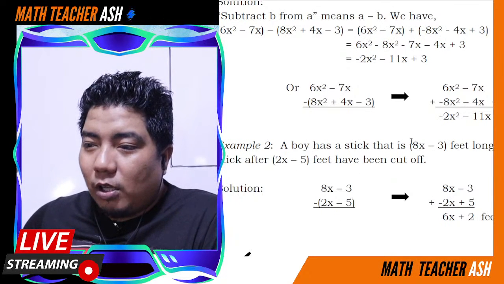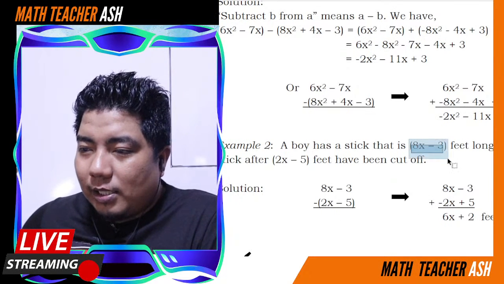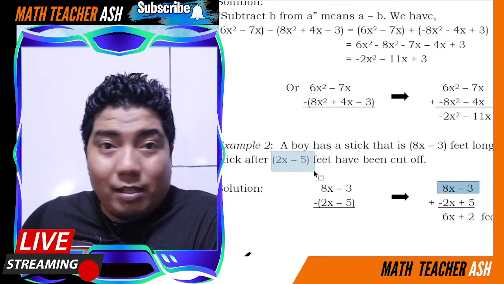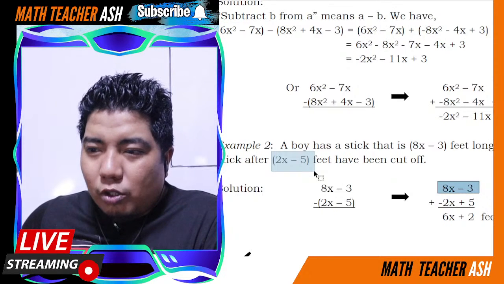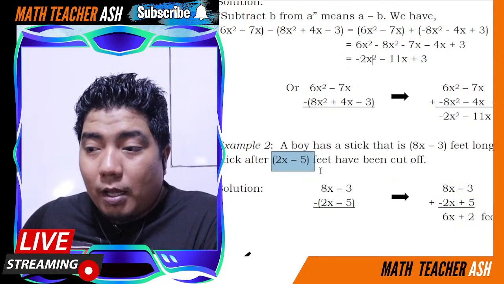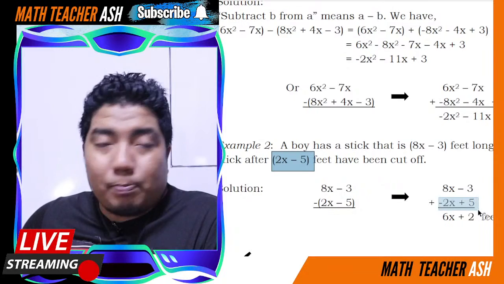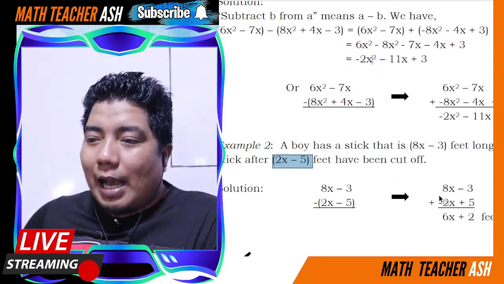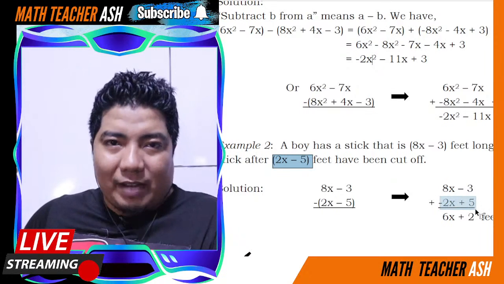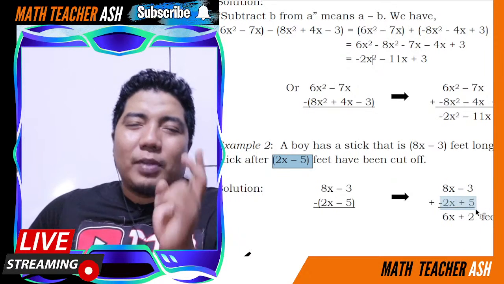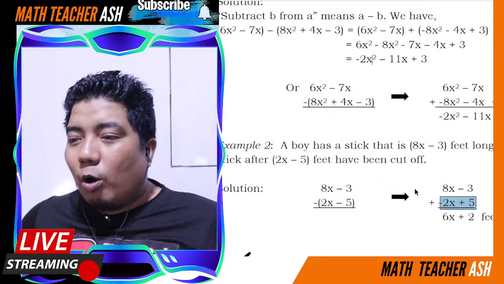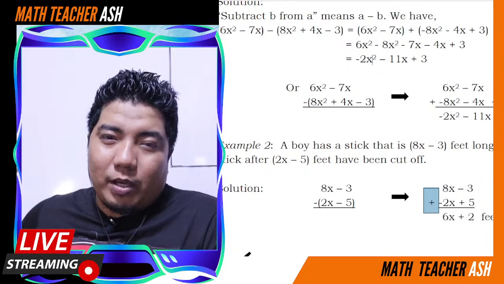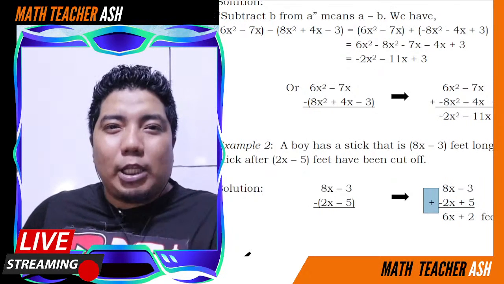Okay, so of course, you copy this one. This is the first given. And then, you change the sign of the subtrahend. So, this 2x minus 5 will become negative 2x plus 5. Ulitin ko. This 2x minus 5 will become negative 2x plus 5. Binaliktad lang ang mga sign. Then, ano na ang operation ngayon? From minus, we will go to add. Okay? Change the subtrahend, then proceed to addition.